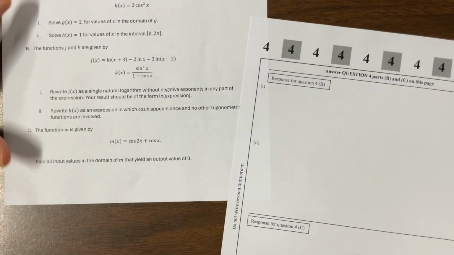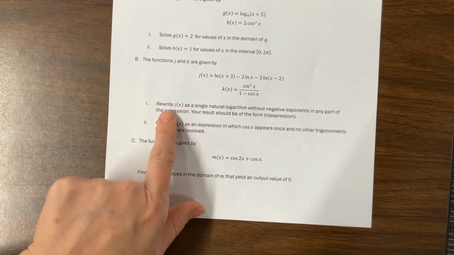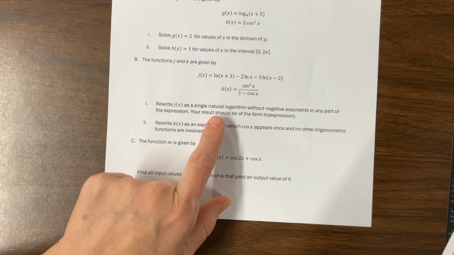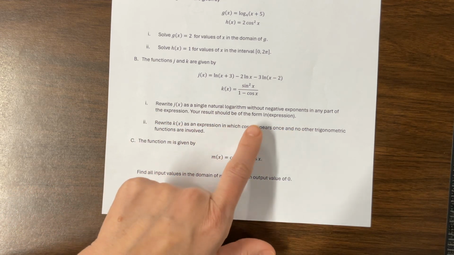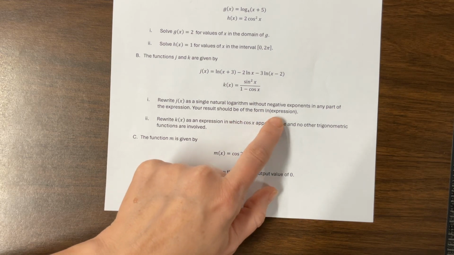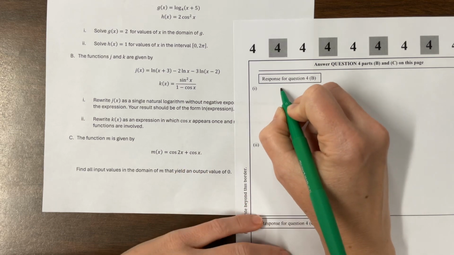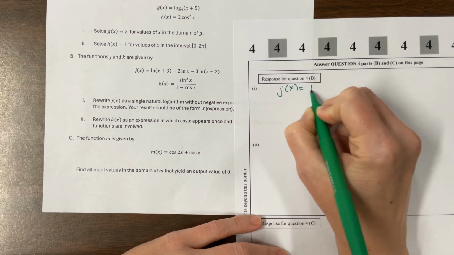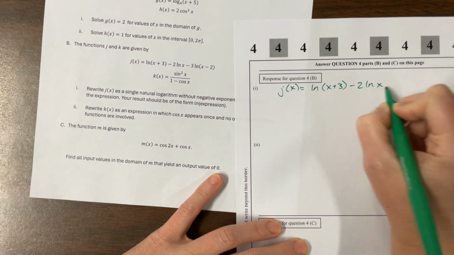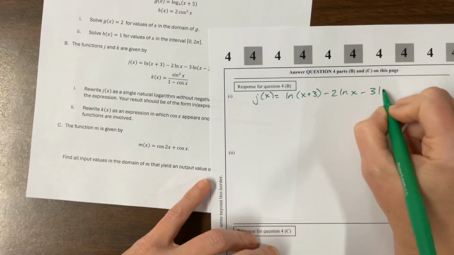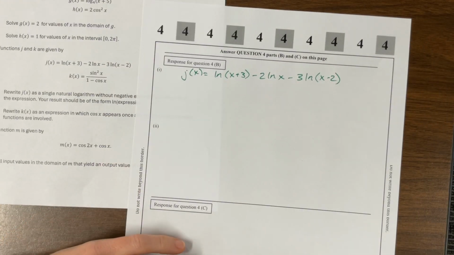Okay, continuing on. The functions j and k are given here. Rewrite j as a single natural logarithm without negative exponents in any part of the expression. The result should be in the form natural log of an expression. Okay, so what are they giving us? They're telling us that j of x is equal to the natural log of x plus 3 minus 2 natural log of x minus 3 natural log of x minus 2. Oh, sorry, I think I did write this problem.